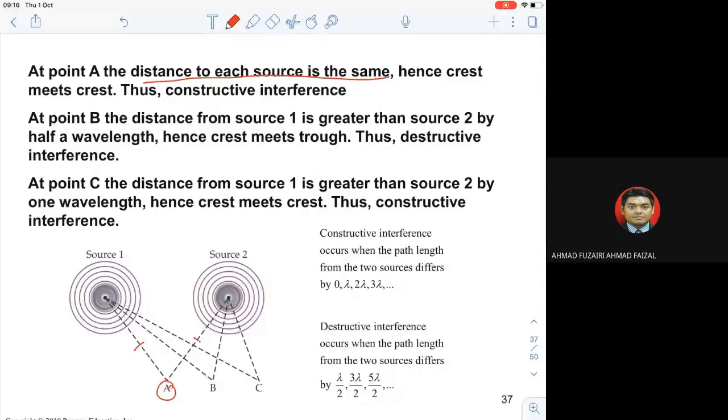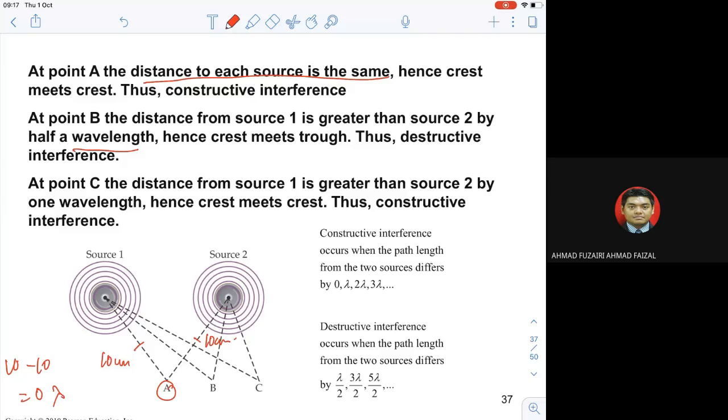Okay, 0 meaning that let's say 10 centimeters and another 10 centimeters. So 10 minus 10 becomes 0. So 0 is called 0 lambda. What is lambda? Wavelength. At point B, the distance from source 1 is greater than source 2 by half of a wavelength. Hence, crest meets trough. Thus, destructive interference. So easy to understand, okay?